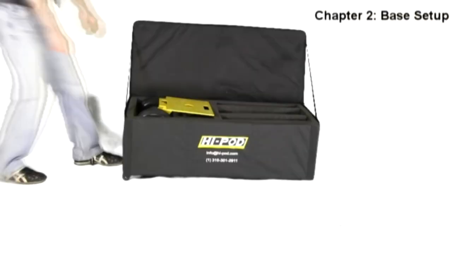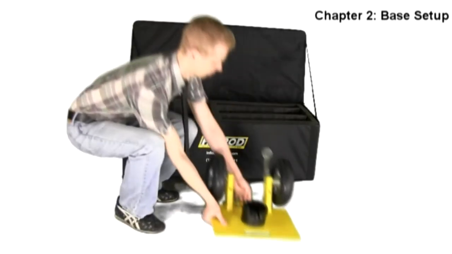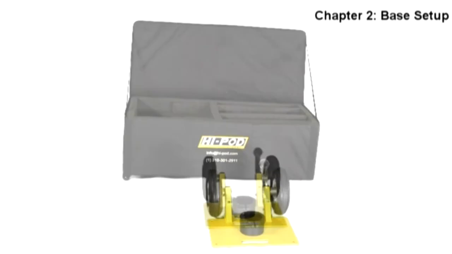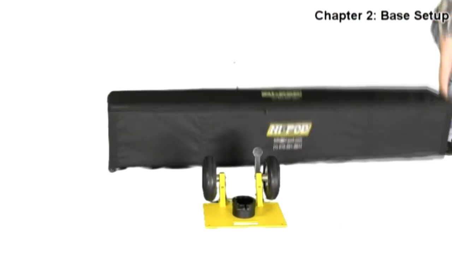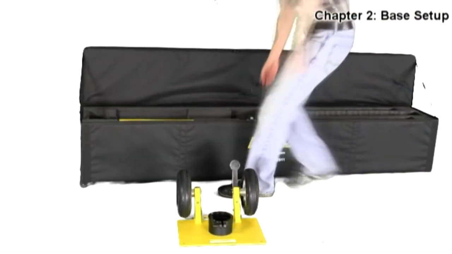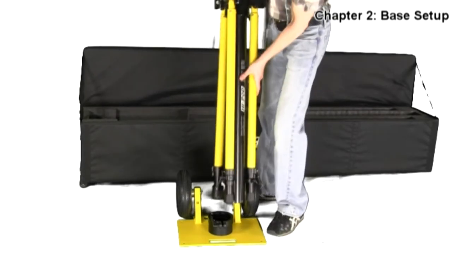To begin setting up your unit, you will start with the accessory case. Find the yellow base plate with wheels inside and place it on the ground. Now you are going to want to retrieve your tube and base case. From inside this case, grab the attached tube and base and place them into the plate on the ground.